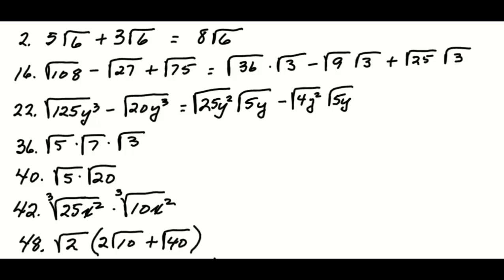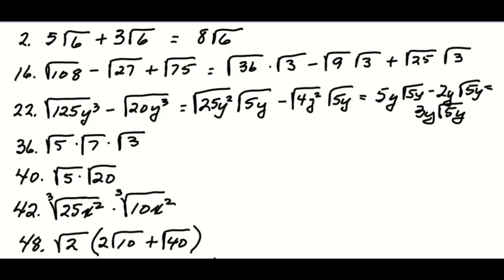5y. Now, what this equals then is 5y square root of 5y minus 2y square root of 5y. Those combine now, 5y minus 2y gives me 3y times the square root of 5y. So there we have it. So that's how you do those.